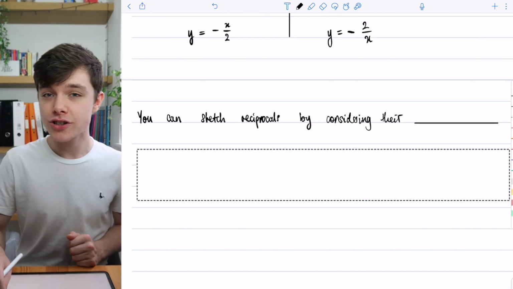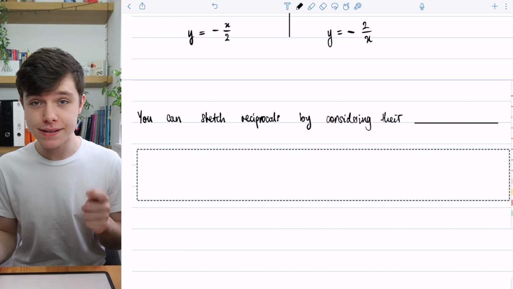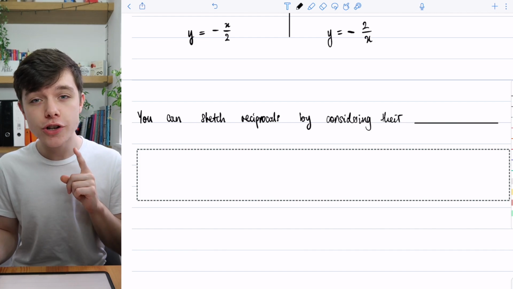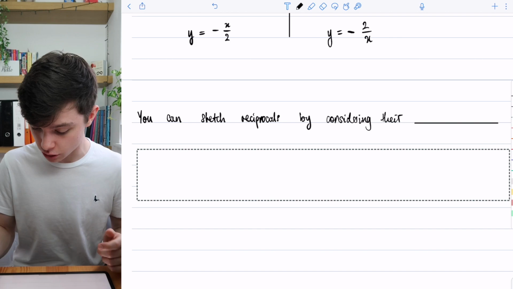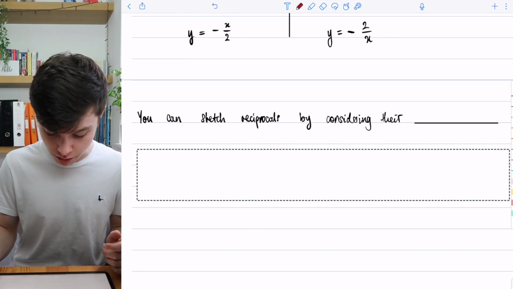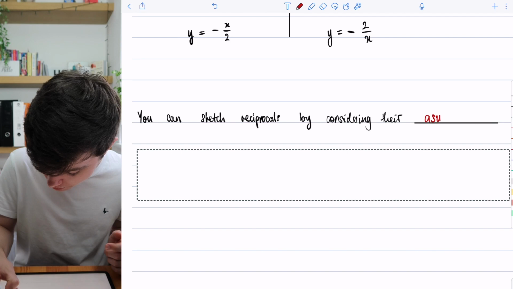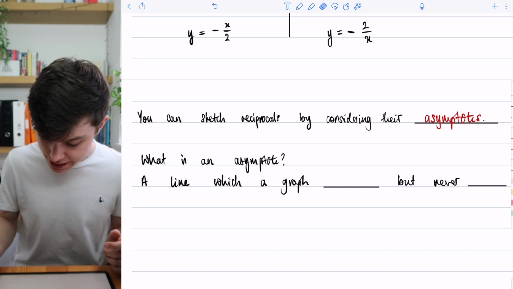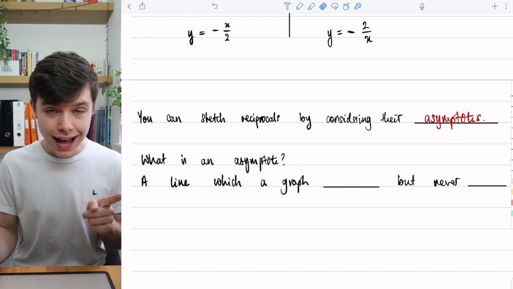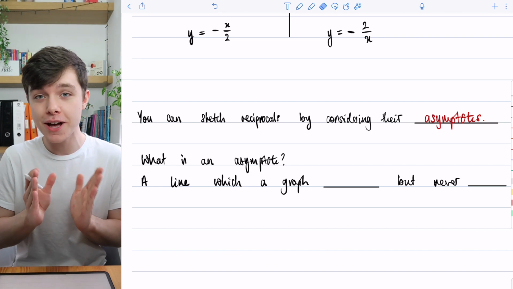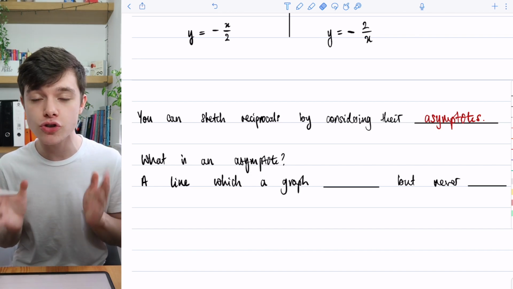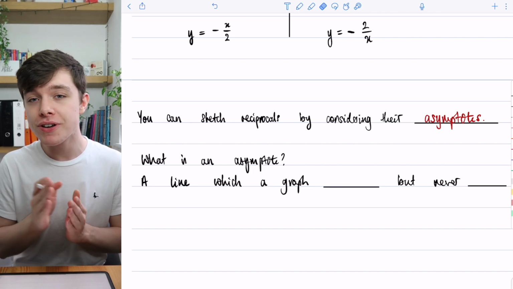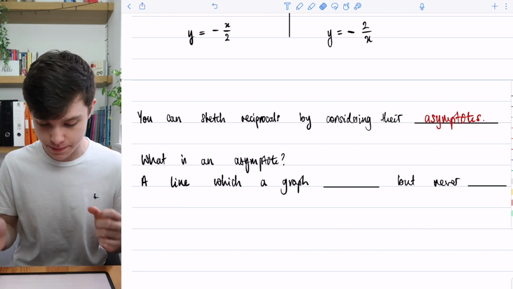So how can we sketch these reciprocal graphs? Well, we can do that by considering something quite important. You might have heard of asymptotes, and that's what we're going to use to sketch our reciprocal graphs. So we sketch reciprocal graphs by considering their asymptotes. But what is an asymptote? Well, an asymptote is a line which a graph approaches but never touches or never crosses, okay?